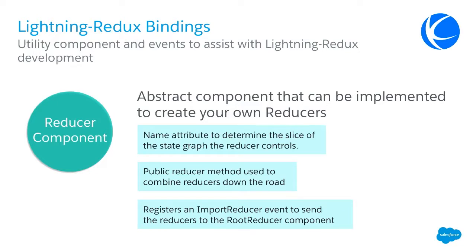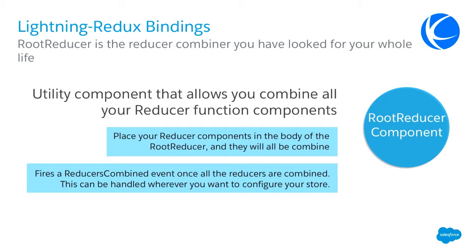Some of the add-on utility functions let you use this out of the box without using any other libraries. I provide a reducer component. It's an abstract component that you extend yourself. You set a name on it, and that will determine the slice of the state graph that the reducer controls. And then you call an import reducer event to this other add-on component, the root reducer.